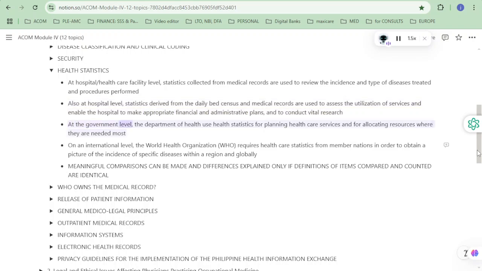At the government level, the Department of Health use health statistics for planning healthcare services and for allocating resources where they are needed most. On an international level, the World Health Organization, WHO, requires healthcare statistics from member nations in order to obtain a picture of the incidence of specific diseases within a region and globally. Meaningful comparisons can be made and differences explained only if definitions of items compared and counted are identical.